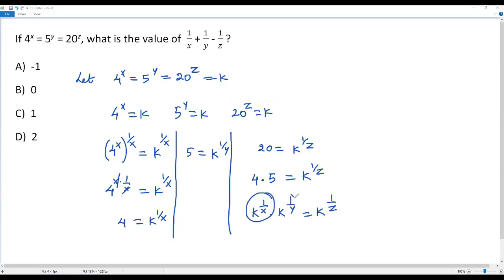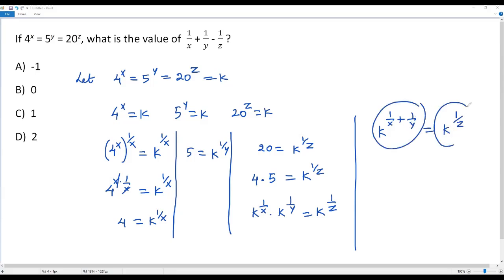Okay, here we multiply two terms with the same base, that is k. According to the product rule of exponents, whenever we multiply two terms with the same base, we can take the base once and add the exponents. Then I'm getting k to the power of 1 over x plus 1 over y. On the right side, we have k to the power of 1 over z. Okay, here two terms are equal with the same base, that is k. Whenever two terms are equal with the same base, we can equate the exponents. Then I'm getting 1 over x plus 1 over y equals 1 over z.